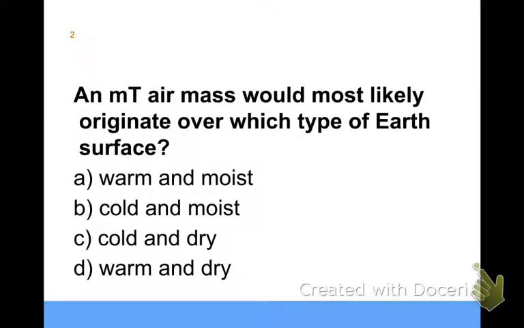Number 2, an air mass would most likely originate over which type of Earth surface? Warm and moist, cold and moist, cold and dry, or warm and dry? Moving on in 3, 2, 1.